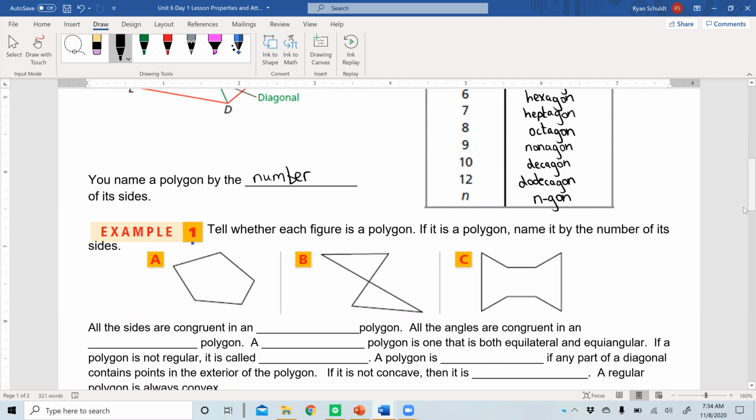Okay, first example. We have to tell whether the figure is a polygon. If it is, then we have to name it by how many sides it has. So what do y'all think on this one? All straight sides? Does it fit our definition? Yes. So that means this is a, let's see, it's got 1, 2, 3, 4, 5. So we would say yes. This is a pentagon.